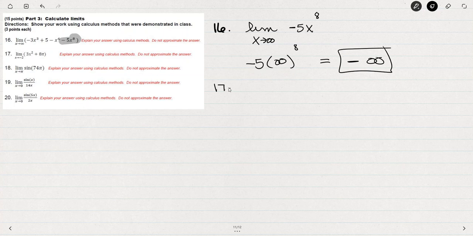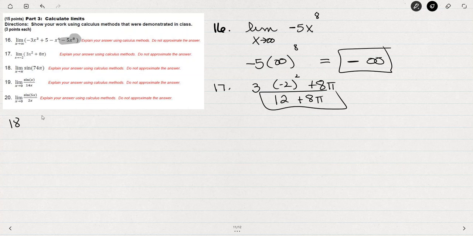Number 17, using direct substitution, we'd get 3 times negative 2 squared plus 8 pi. So that's 3 times 4 is 12, 12 plus 8 pi.